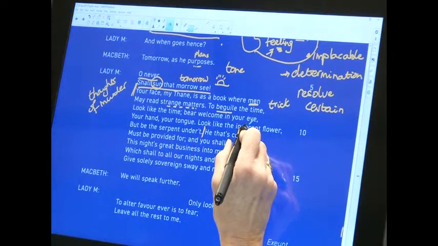You must bear welcome in your eye, your hand, your tongue. So when Duncan comes, you must, your eye, your hand, your tongue. You must say, welcome, my liege. Welcome, your majesty. Your hand must be there in welcome. Please come in. Please sit down. Please make yourself at home. Your eye must look welcoming, pleased to see your king, full of love and loyalty. The tongue must say the words of loyal submission and welcome.